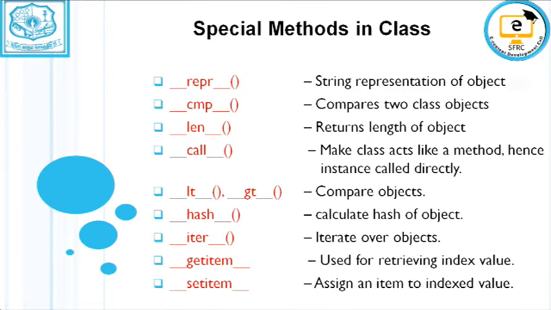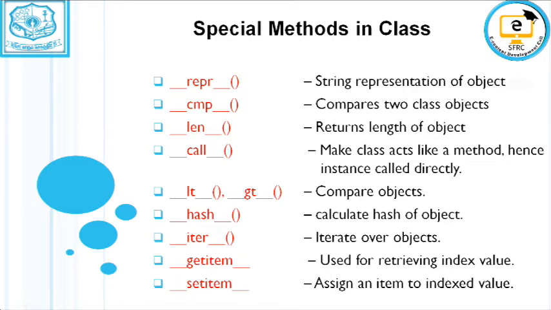Another helps to compare two class objects created using the same class type. Len helps to return the length of the object. It can be a string value, so it can hold the number of characters passed for the object declaration. Then LT and GT help to compare whether the first object is less than the second object or greater than the second object. Hash helps to calculate the hash ID of the corresponding object.